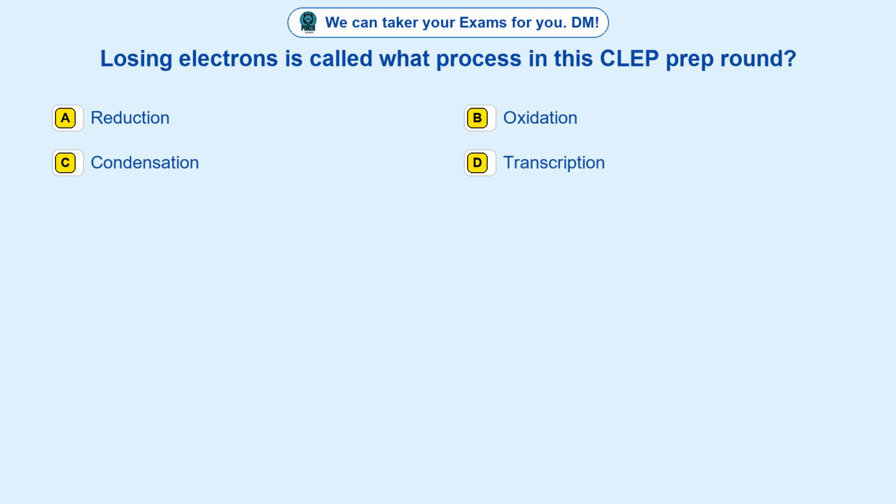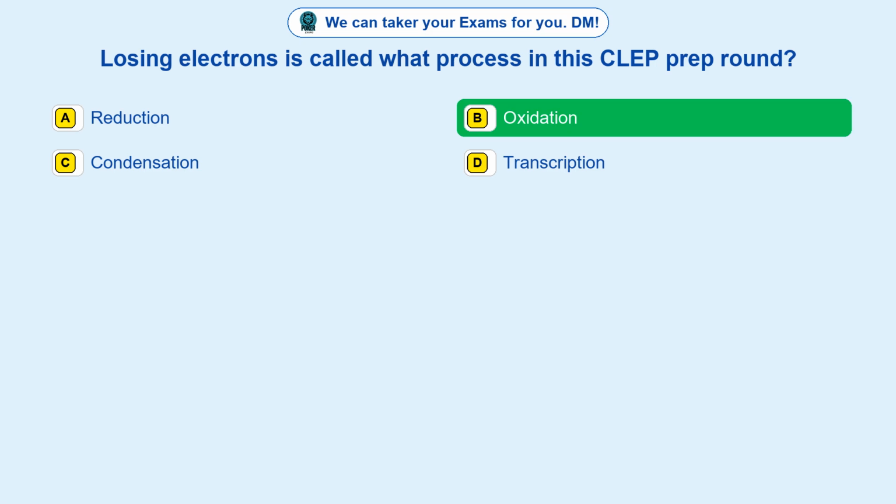Question 43. Losing electrons is called what process in the CLEP prep round? Option A, reduction. Option B, oxidation. Option C, condensation. Option D, transcription. The correct answer is option B, oxidation.